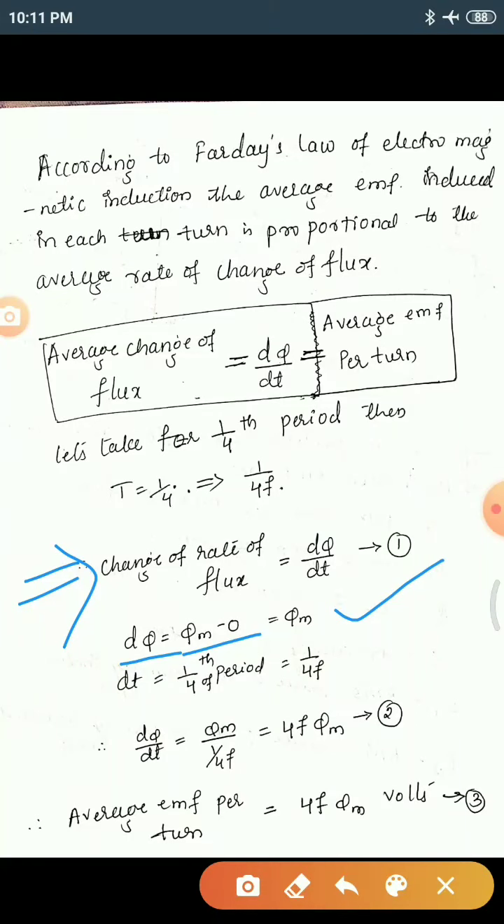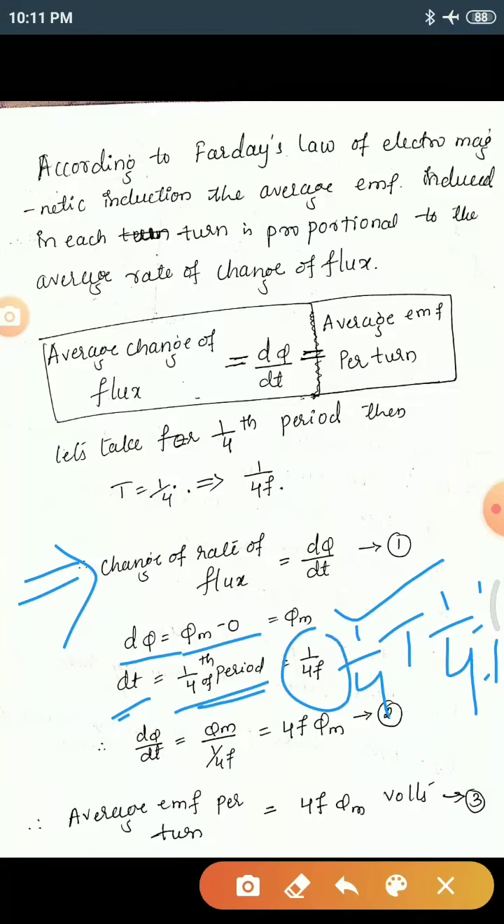Okay, dt is what? What does dt mean? Time period. The time period is how much? 1/4 of the total period. What is T? T is nothing but 1 by f. So 1/4 into 1 by f gives you 1 by 4f.